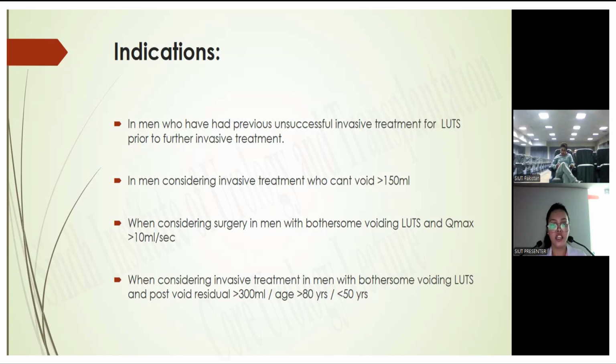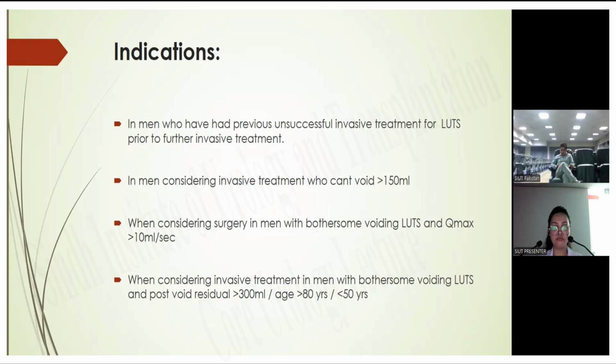Okay. In men considering invasive treatment who cannot void more than 150 ml, those with bothersome voiding lower urinary tract symptoms and having Qmax of more than 10 ml per second. And when considering invasive treatment in men with bothersome voiding lower urinary tract symptoms and post-void residual of more than 300 ml, or age of more than 80 years or less than 50 years.